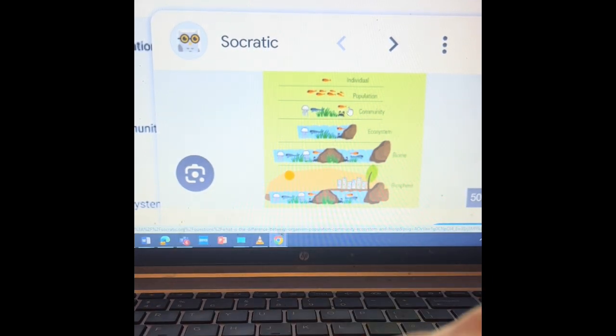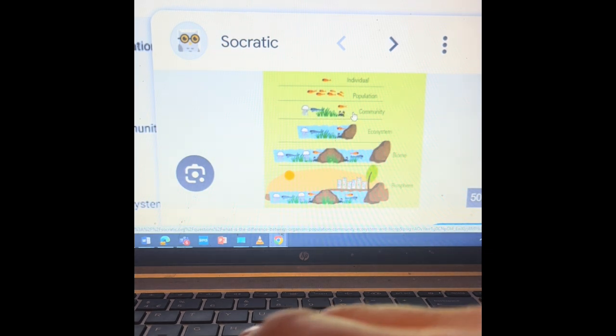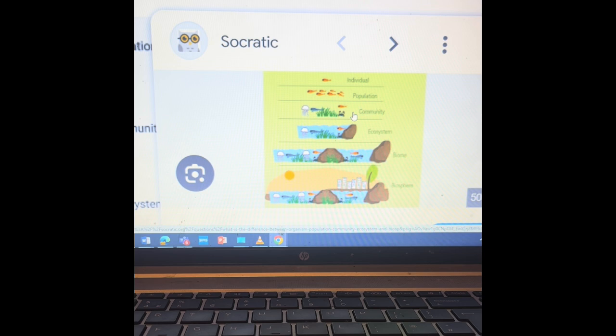When we're talking about the community, if you think about living within a community, you're talking about different ages, different races, you know, your neighbours, etc. What we're talking about here is all of the living things. So it's made up of multiple different populations. That can be plants, animals, etc.